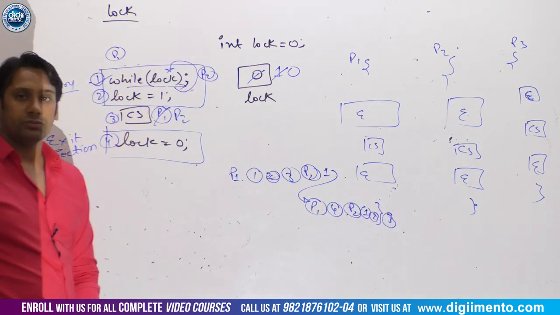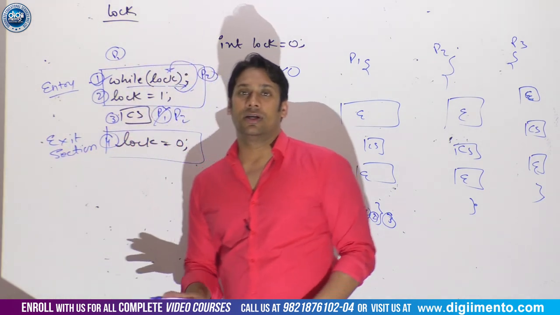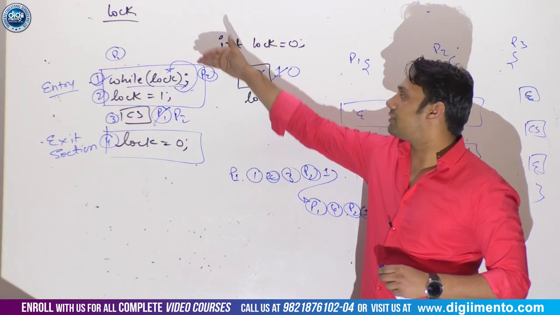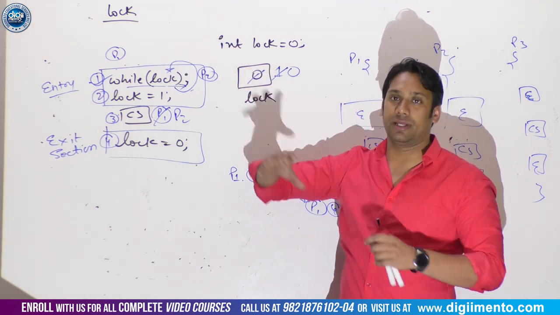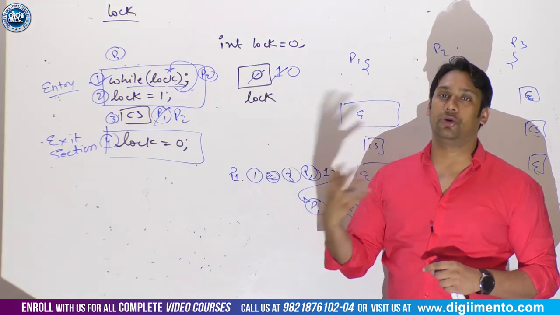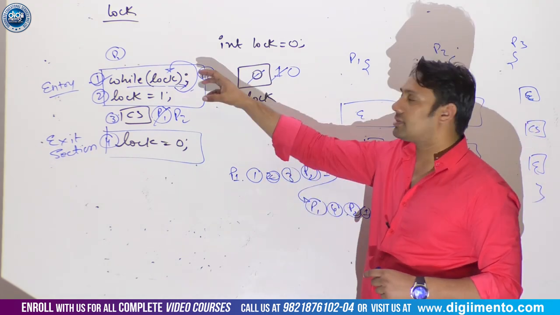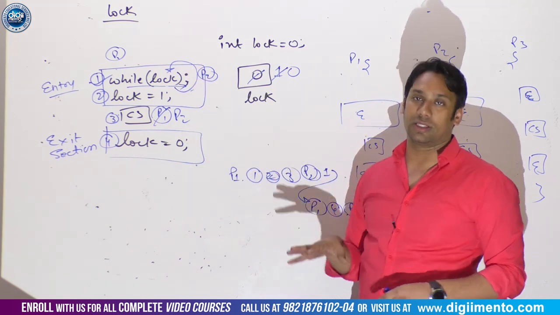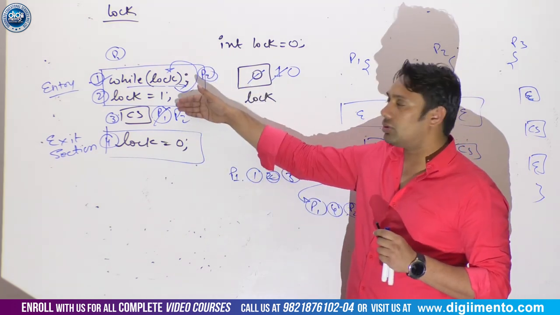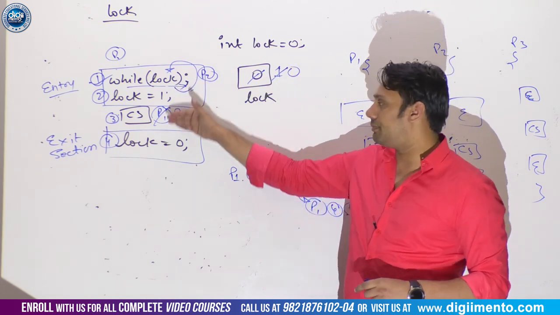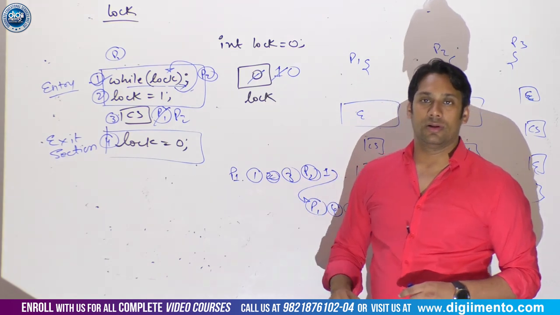Itna clear hai? This is a basic functioning. Functioning bahut simple aur easy hai. What is the functioning? First of all we are going to check whether kya humne door par lock lagaya hai ya nahi lagaya. Agar koi process ne door par lock lagaya hai, that means the process is still inside. अगर डोर पे लॉक नहीं है, that means no one is inside, then I will go inside the critical section and I will place a lock. और जैसे ही मैं क्रिटिकल सेक्शन से बाहर आऊँगा I will unlock.